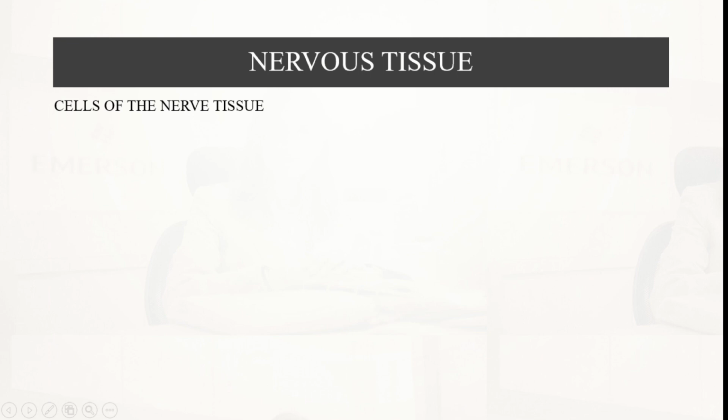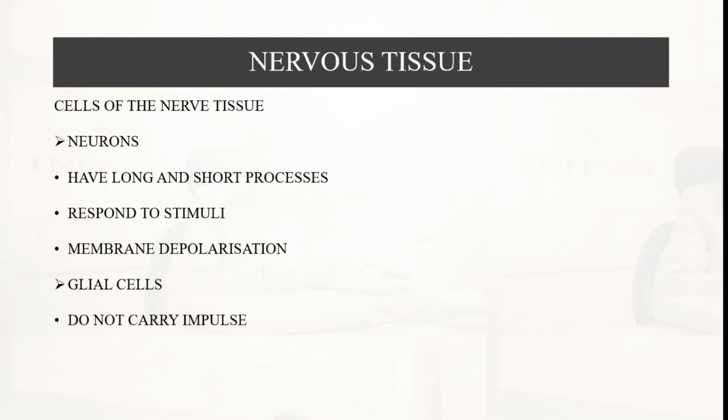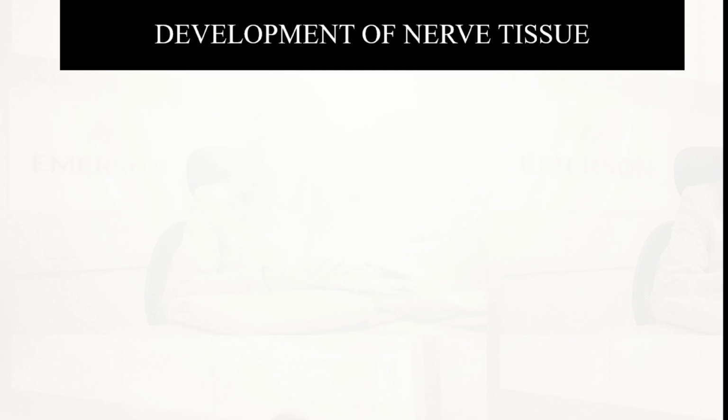So the cells of the nerve tissues: we have established that we have neurons and neuroglia. Let's talk about the neurons. Neurons have long and shorter processes. They respond to stimuli; they undergo what we call membrane depolarization. Whilst the glial cells do not carry impulses, and they have a trophic and support effect on nerve tissue. That's about the glial cells.